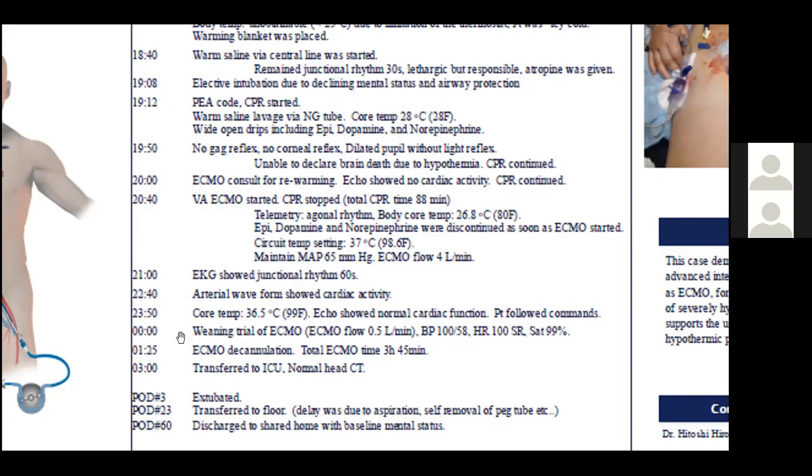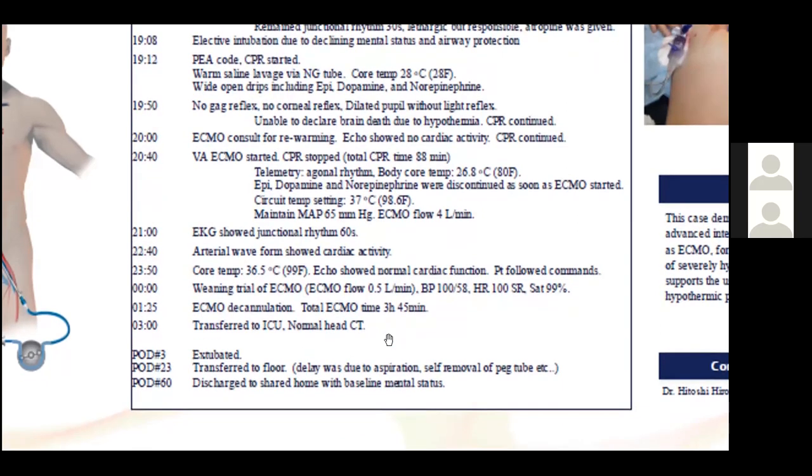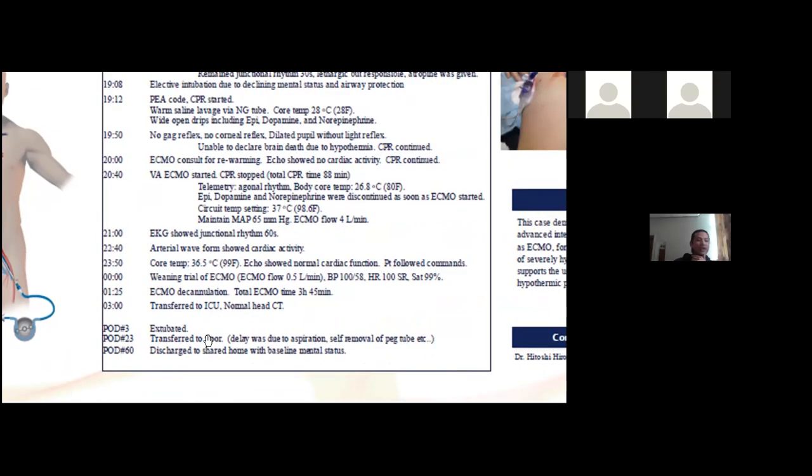At 00, the patient was started on a weaning trial of ECMO, and the BP was stable at 100/58, heart rate of 100, and saturation of 99% without any inotropic support. At 125, ECMO decannulation was done, and total ECMO time was 3 hours and 45 minutes, and the patient was transferred to ITU. CT head was normal, and the patient was extubated on day 3, transferred to the floor on the 23rd day, and discharged home with baseline mental status on the 60th day.